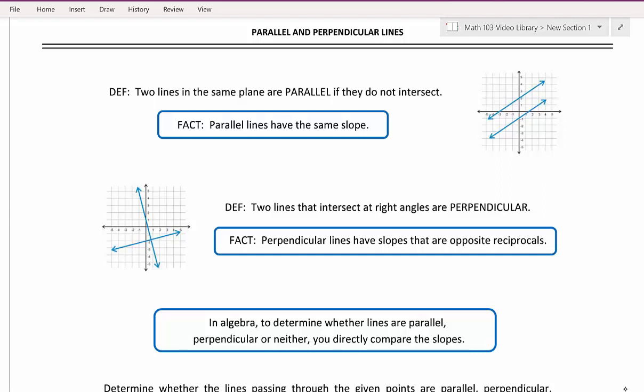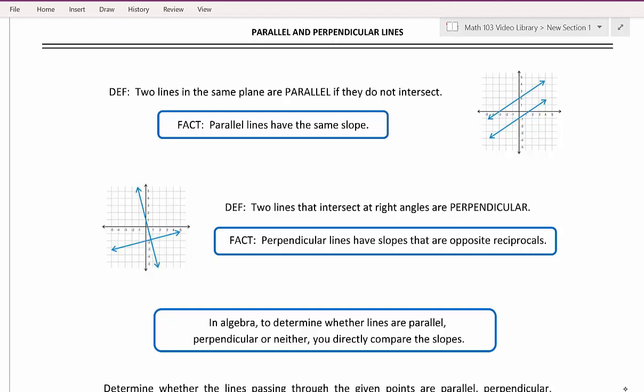Two lines that intersect at a right angle are perpendicular. It is a fact that perpendicular lines have slopes that are opposite reciprocals of each other. So that means the opposite sign and flip over the fraction.